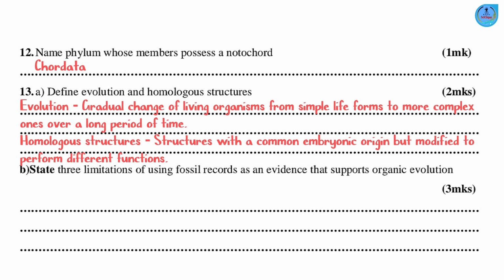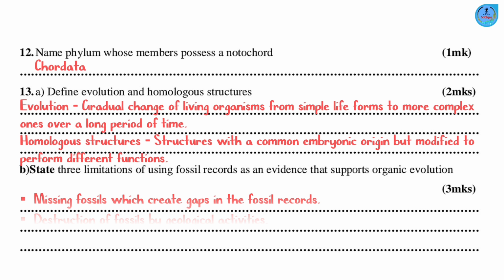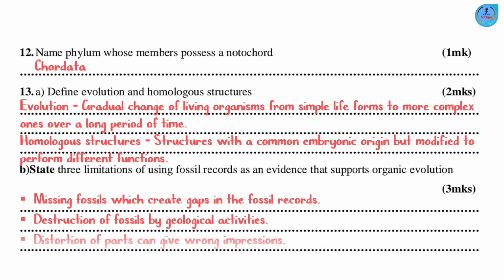Part B. State 3 limitations of using fossil records as an evidence that supports organic evolution. Okay, so number one is that you're going to have missing links, gaps, because some fossils have not yet been discovered. Number two is that you're going to have destruction of some fossils. This is due to certain activities like earthquakes. And three, the soft-bodied parts will decay, okay? So you're going to end up having an incomplete picture.